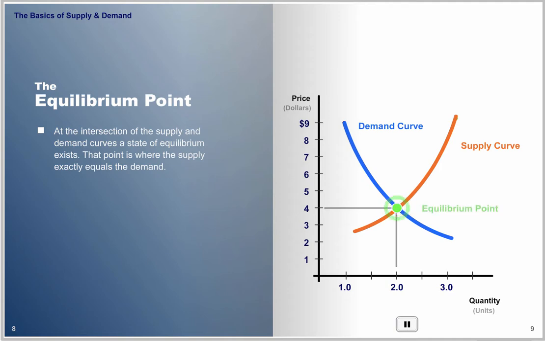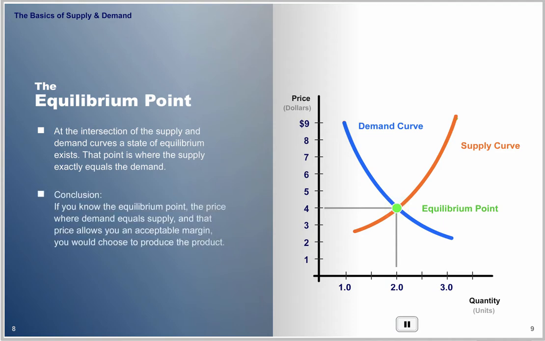Why is it important to discover the equilibrium? Because if you know the equilibrium point, you know the price where demand equals supply. And if that price allows you an acceptable margin, you would probably choose to produce the product. If not, you probably would not produce it.